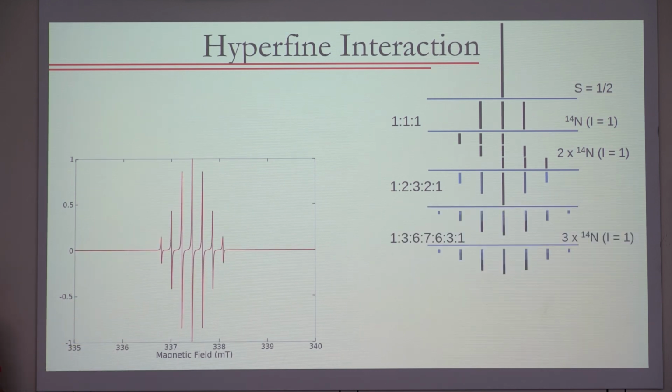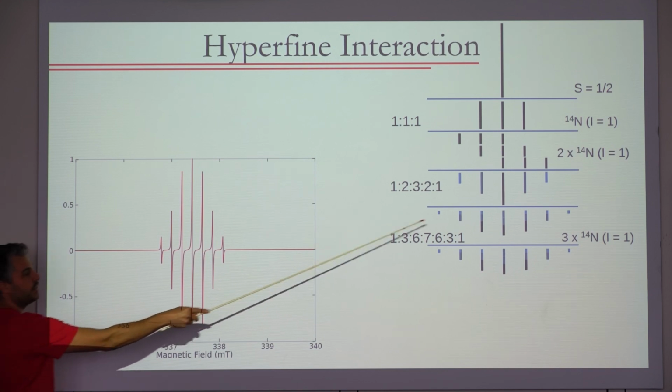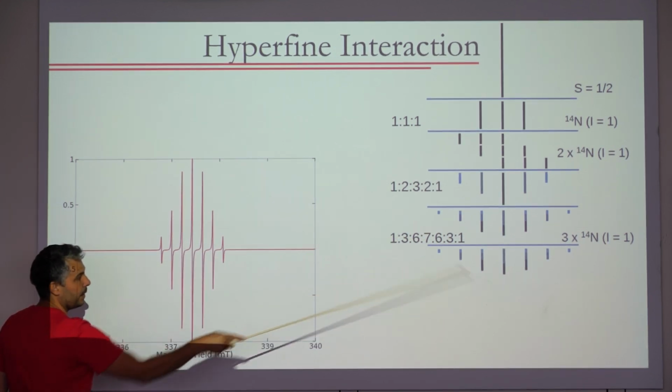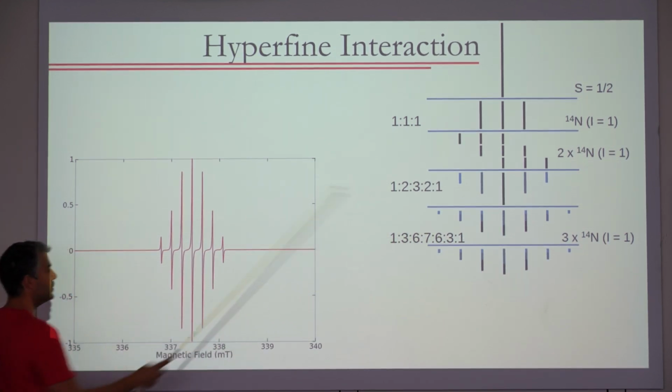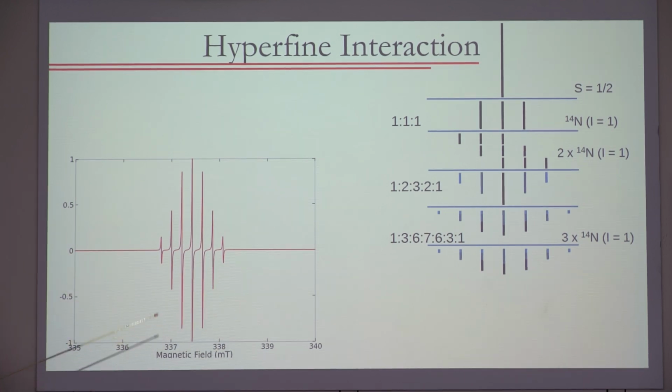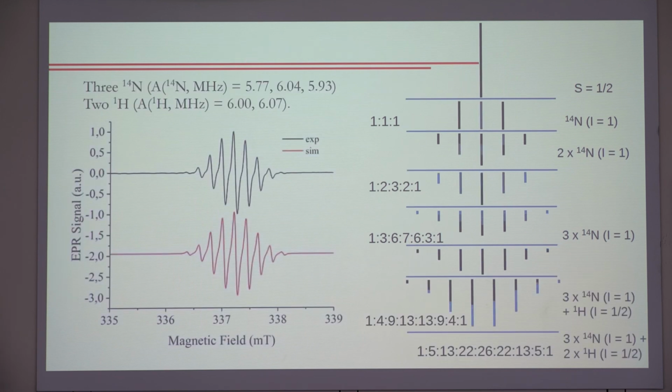If you add another 14N nucleus, then you further split each of the lines in 3, and you add them up, and you get this ratio, and this is more or less what it looks like. If you have 3 equivalent 14N nuclei, then, for example, this is a real case.